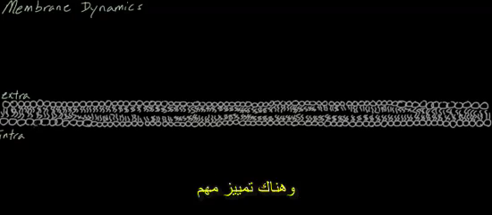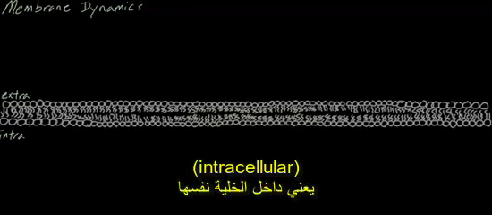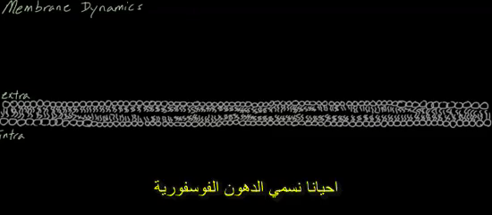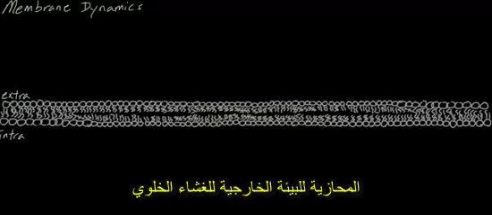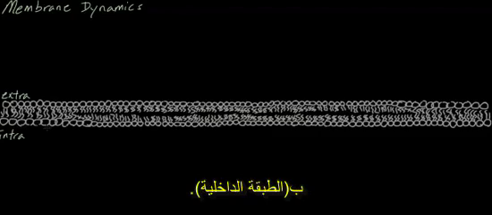And there's an important distinction that we have to make between intra and intercellular. Intracellular is the inside of the cell, while intercellular is between cells. I like to remember this by thinking about the word intercontinental. That means between continents. So intercellular must mean between cells. We sometimes call the phospholipids that border the extracellular environment the outer leaflet, and we call the phospholipids that border the inside or the intracellular environment the inner leaflet.